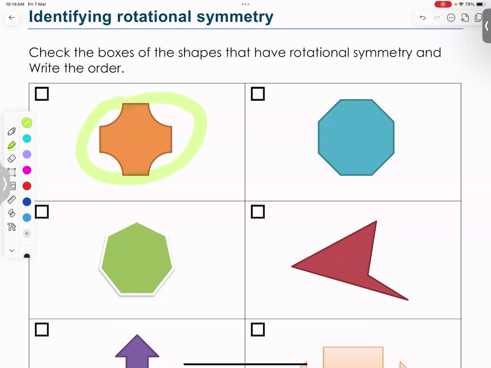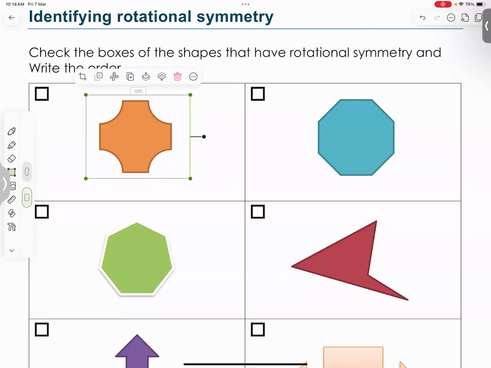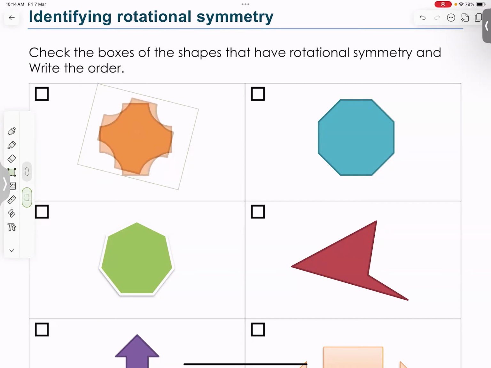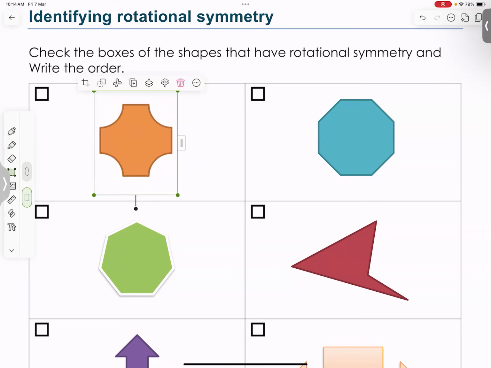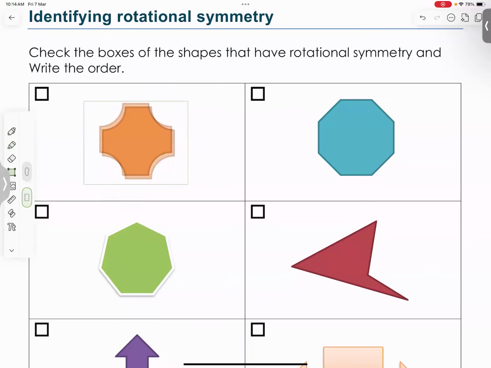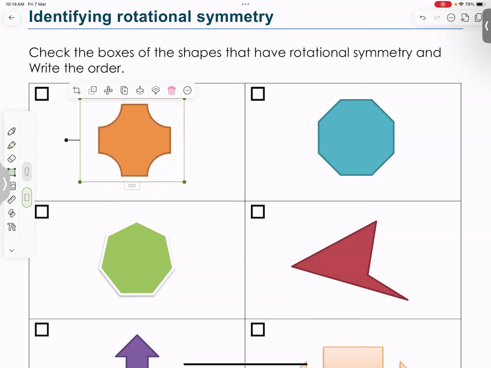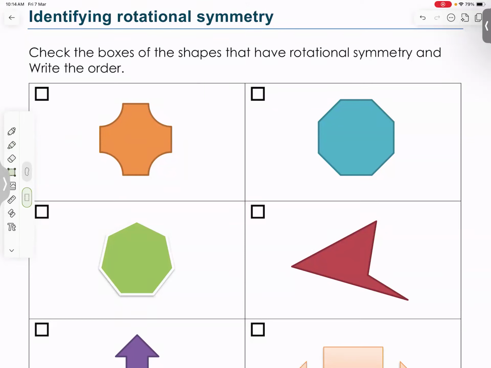Like this diagram, what is rotational symmetry? If I rotate this diagram, and after rotating, I get the same diagram again. You can see that it's the same. And if I rotate again, I get the same diagram again. So however many times I can rotate this diagram, I will get the same diagram again.